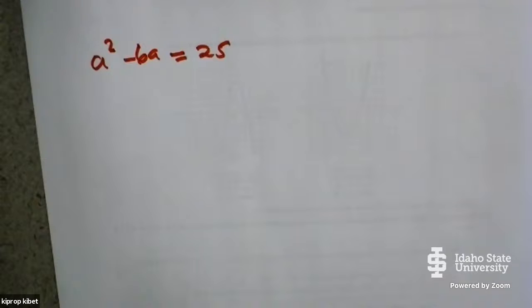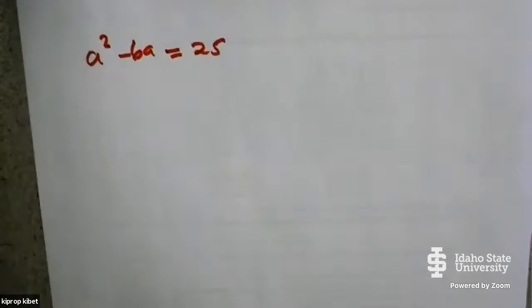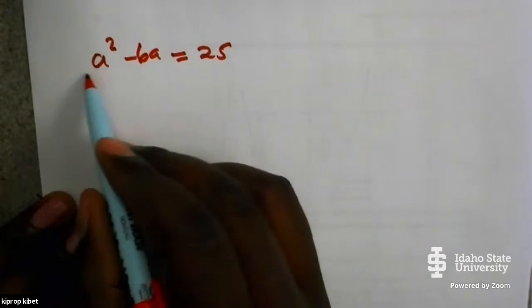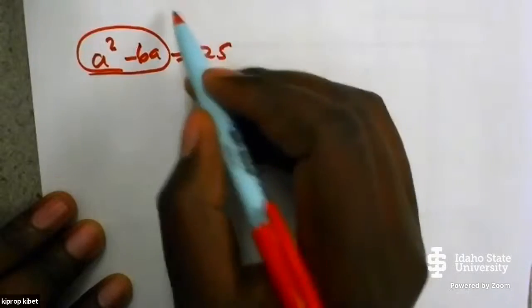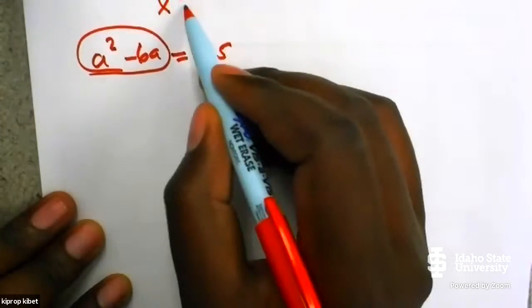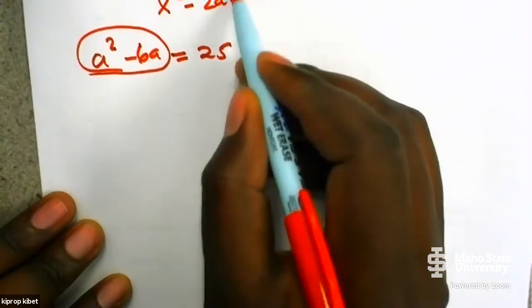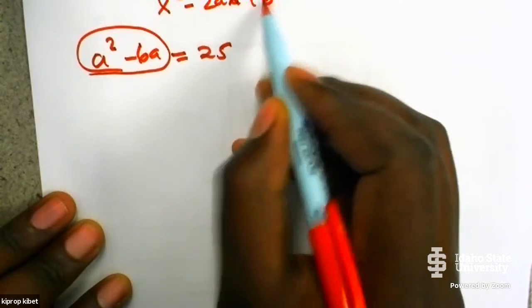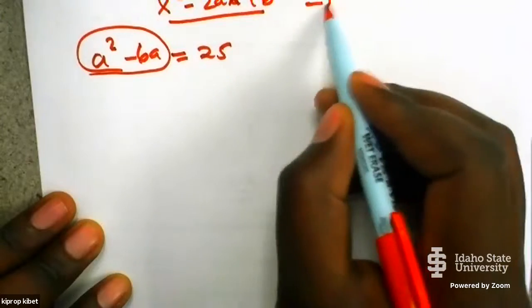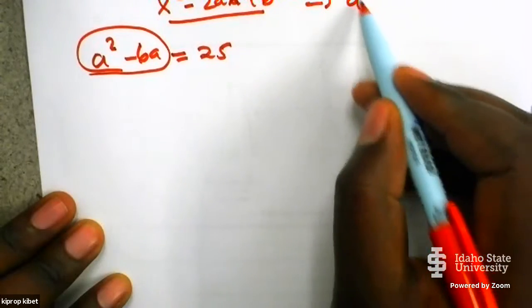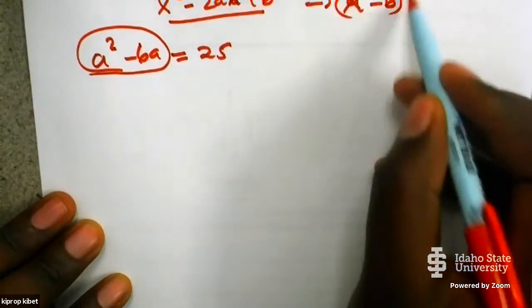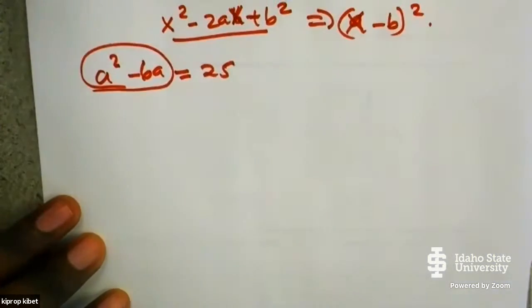So now let's write this one in trinomial form. a squared minus 6a is similar to x squared minus 2ax plus b squared, which is of the form x minus b, squared. So it is of that form.